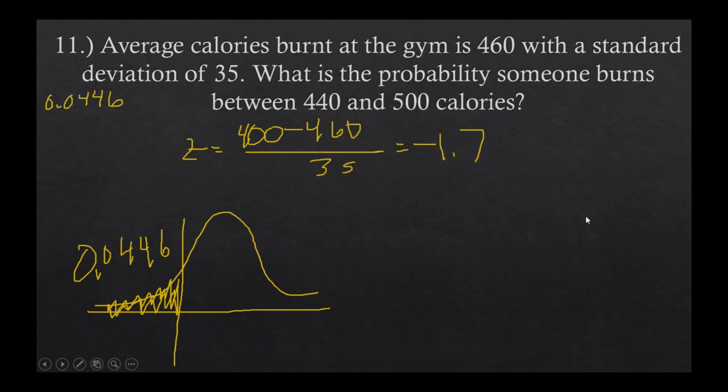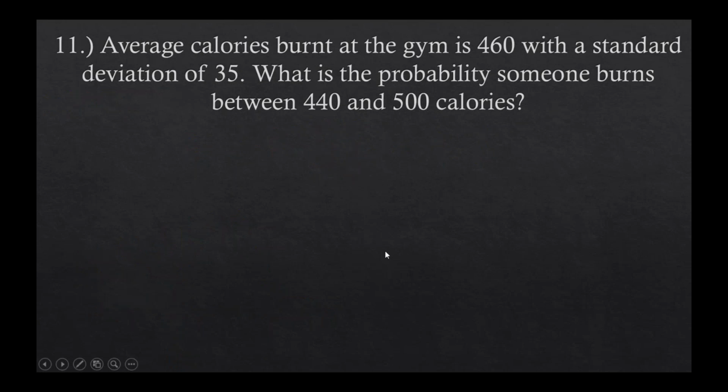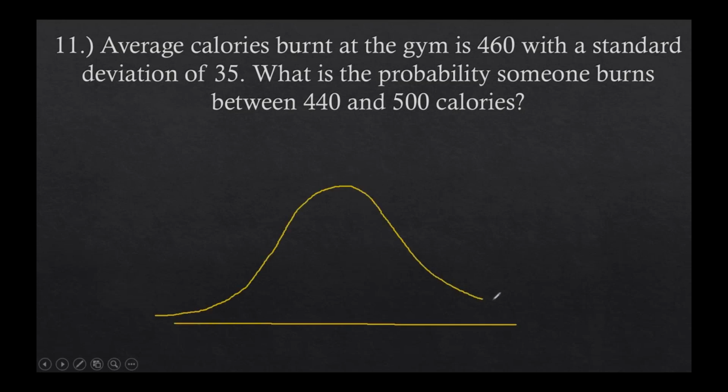All right. This one's a little bit different. Same gym problem, same mean, same standard deviation. But now we want the probability someone burns between 440 and 500. So now we're not just going to the left or just to the right. So start with finding z-scores for both of them, if you would be so kind.